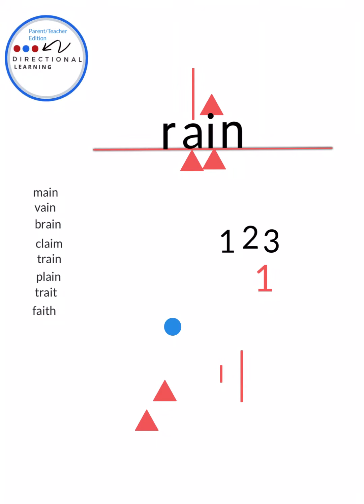Ra-a-n. The word is rain. Okay. Notice that this one is silent. So you went ra-a-n, then blend it, rain.